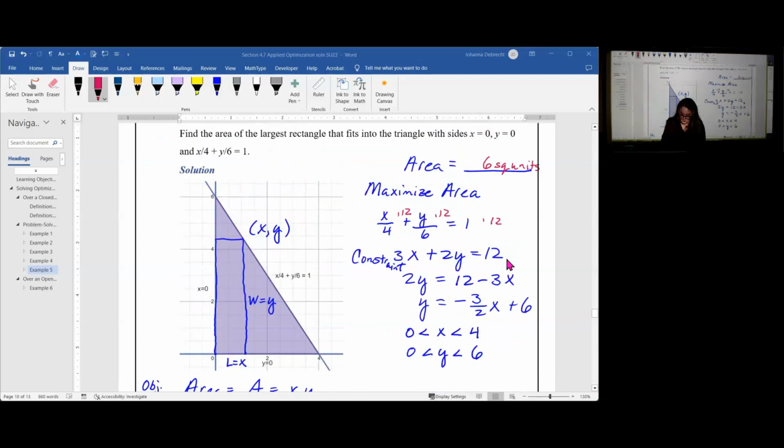Let's now take a look up here and see if we can draw the one that actually has the maximum area. x comes out to be 2, and y comes out to be 3. This rectangle here that I've shaded in pink is the one that fits underneath that line and next to the axes, but has the maximum area.